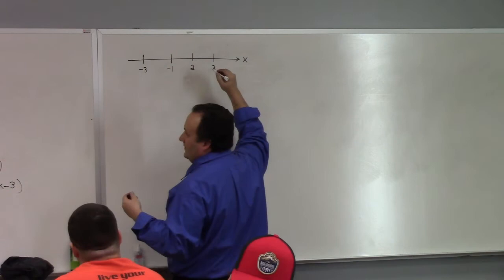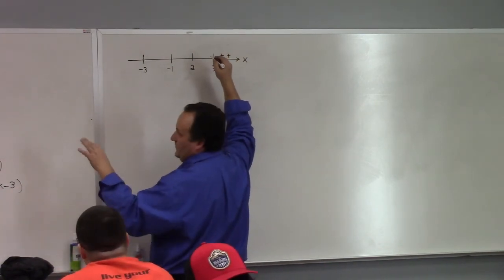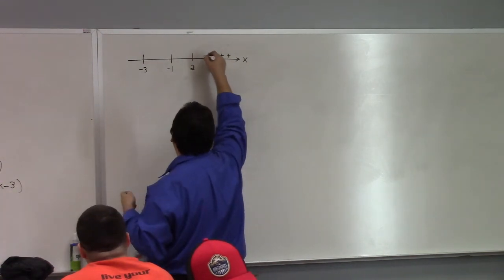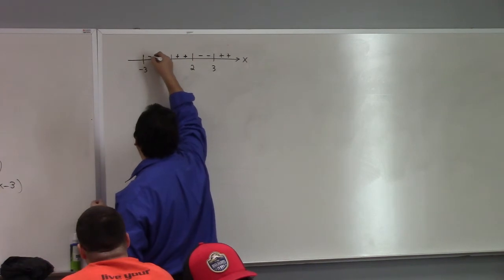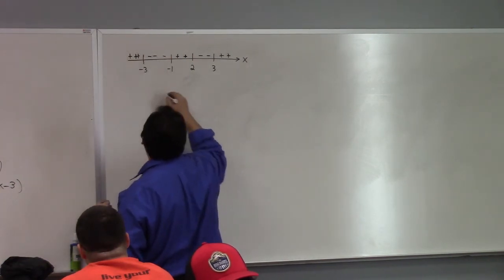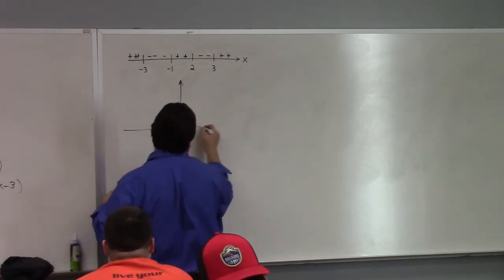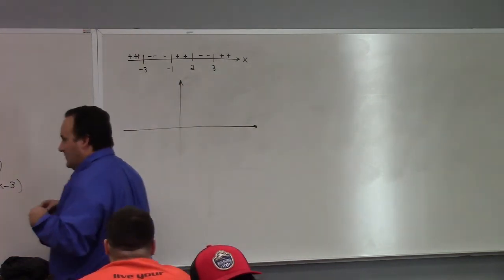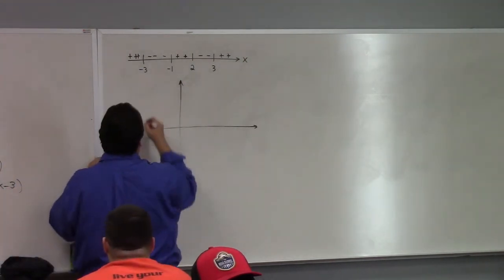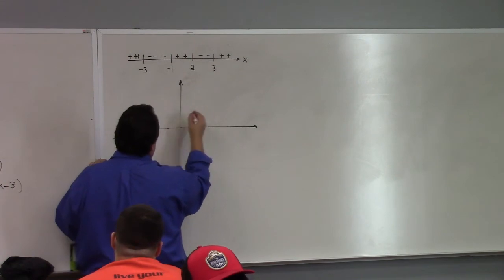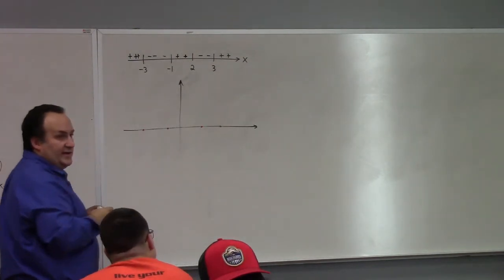Okay, great. Leading coefficient's positive, so I start with pluses. Every term here is a flip because they're all odd powers. So I go plus, plus, minus, minus, plus, plus, minus, minus, and then pluses again. My y-axis is up in here somewhere. So my x-intercepts are at -3, -1, 2, and 3. What's the y-intercept?